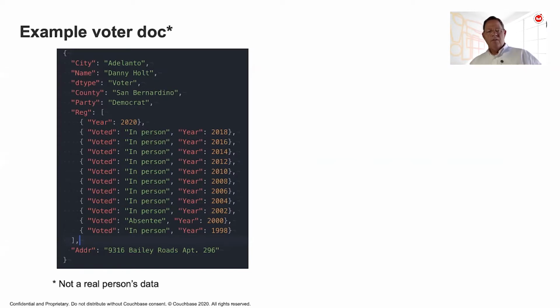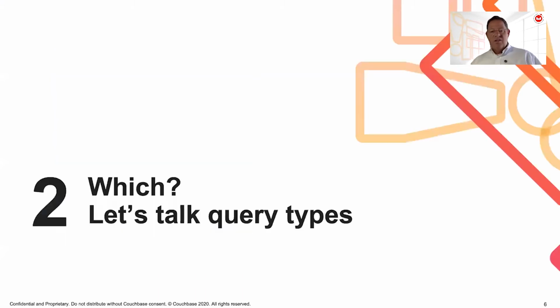So now that we understand what our data is, let's talk a little bit about which type of access method we should use to get at the data. The Couchbase platform provides, as you know, many different ones. So let's talk a little bit about query types.